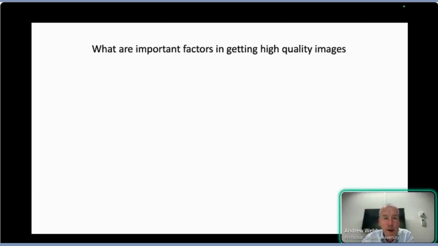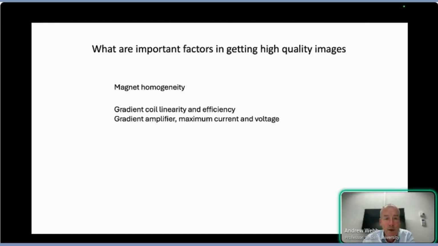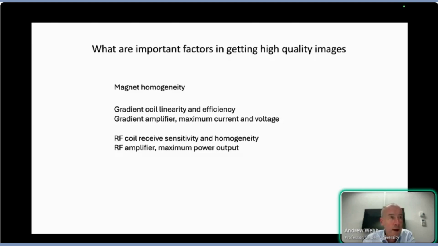So if we want to get high quality images, what is important? If we look at the whole MRI system, we start off with how homogeneous and stable is the magnet. We can then think about the gradient coils, how linear and efficient are they, and how good is our gradient amplifier. We can look at the RF side and the same thing: how sensitive is our RF coil, and do we have a good RF amplifier?